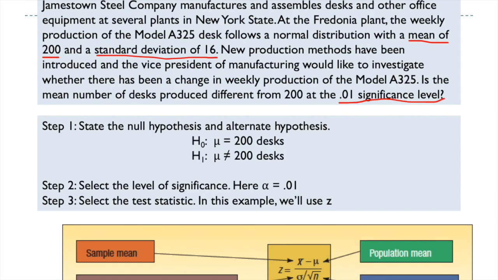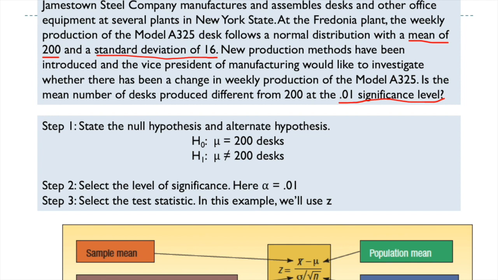So let's work through some examples now. First, we're going to do a two-tailed test example with our standard deviation being known. And so, you can read all this. I'll let y'all do that. But we've got normal distribution. We find that the mean of the population is 200, and the standard deviation is 16. And this is for, I think, the production of desks at a plant, weekly production.